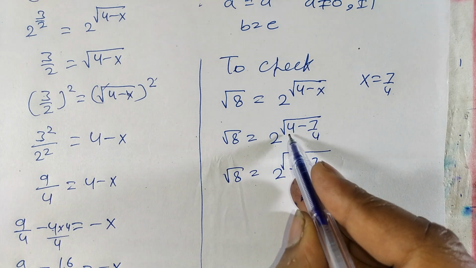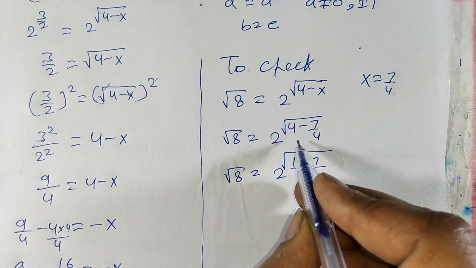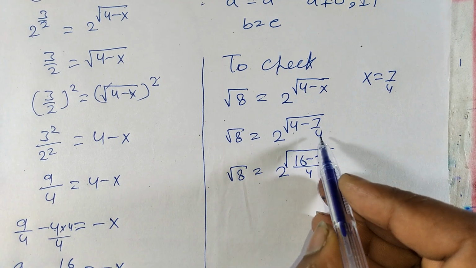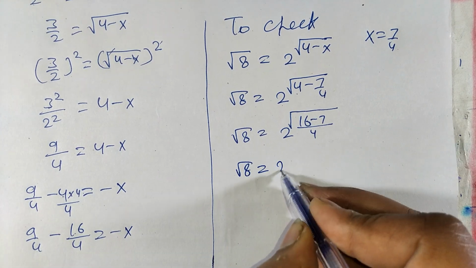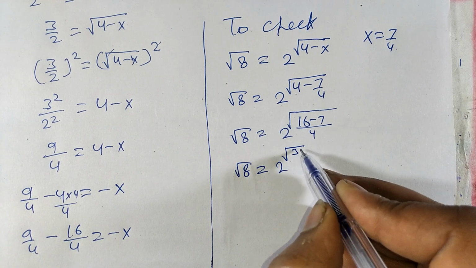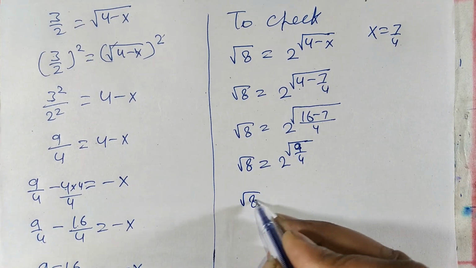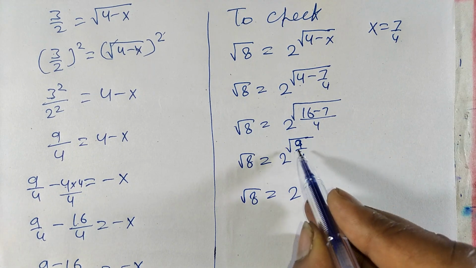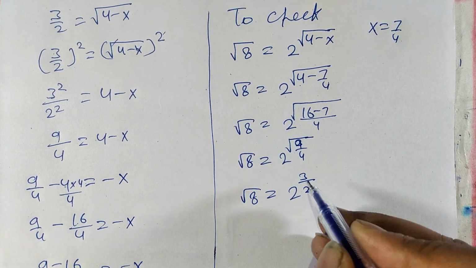Let's take the LCM. There is nothing under the first term, which has value 1. Let's take LCM as 1 and 4, 4 times 4 is 16 minus 7. Square root of 8 is equal to 2 to the power 16 minus 7 is 9, 9 by 4. Square root of 8 is equal to 2 to the power square root of 9 by 4, releasing the value after root: 3 by 2.